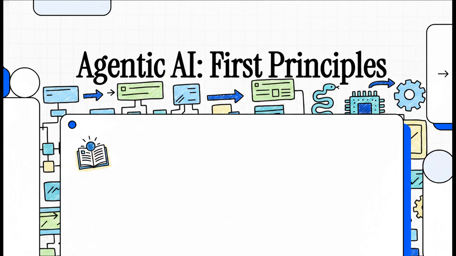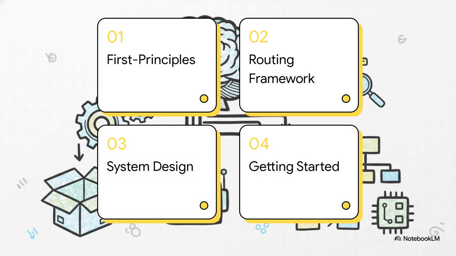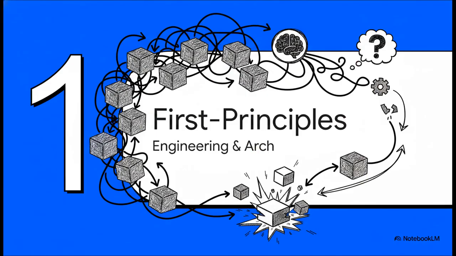And what's really fascinating here is that this is a fully transparent, hand-rolled AI agent. We're talking zero orchestration frameworks, zero bloated libraries, just clean, raw code doing exactly what it is supposed to do in production. So here's our roadmap for this explainer. 1. First principles engineering. 2. The routing framework. 3. System design and the data pipeline. And 4. Getting started locally. Okay, let's kick things off with part 1, first principles engineering and architecture.